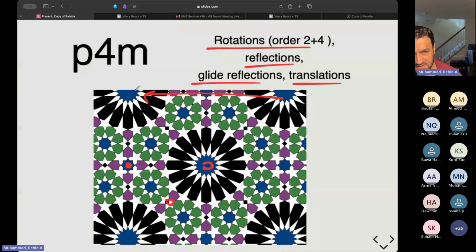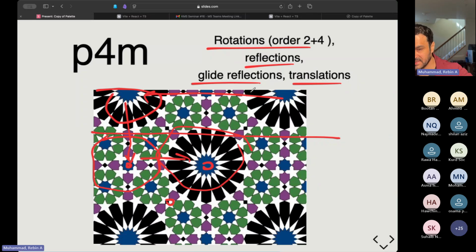Now, let me show you this one. This is very cool. Look at this pattern. If you reflect it across this line, this shape will become here. Now, if you translate this shape, it will match here. This is what we call a glide reflection. If you just reflect, it doesn't fall into place. You need to reflect it and then translate it.